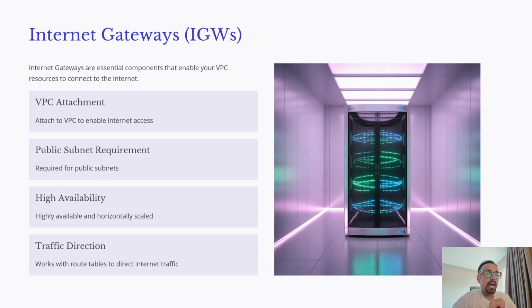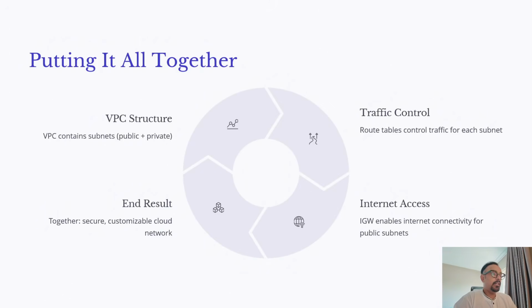So internet gateways are the bridge between your VPC and the internet. If this is your VPC, now your VPC has to talk to the internet. To talk to the internet, it has to have an internet gateway. Once you have that internet gateway, only then would you be able to talk with the internet, that is the worldwide network. So the internet gateway is the bridge between your VPC and the internet. That's why we say that.